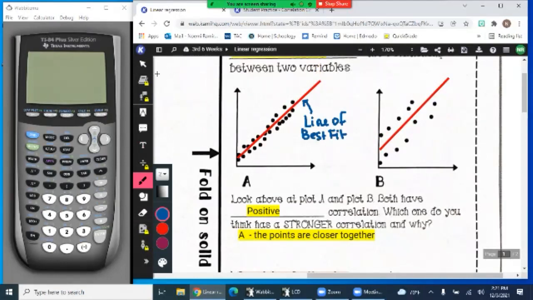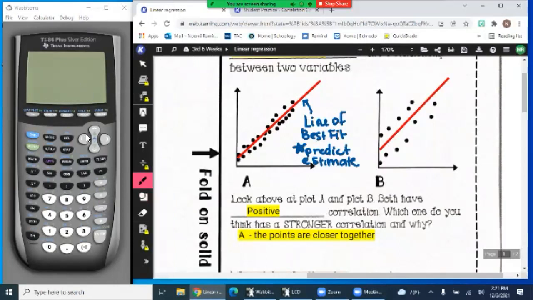And remember, for line of best fit, they'll use words like predict or estimate. So if it tells you to predict a future value or estimate the equation of this line, we're talking about the line of best fit, and it is a straight line. So it is going to be in slope intercept form. Everybody got that?